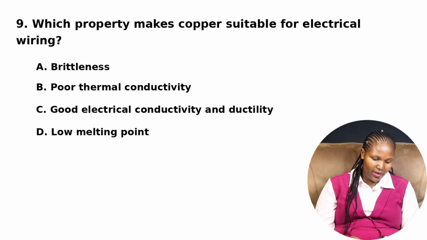So, number A, brittleness. First of all, copper is not brittle under normal working conditions. It is not brittle. Then, B, poor thermal conductivity. Actually, copper conducts heat very well. It conducts heat very well, so B cannot be correct. And then D, low melting point.